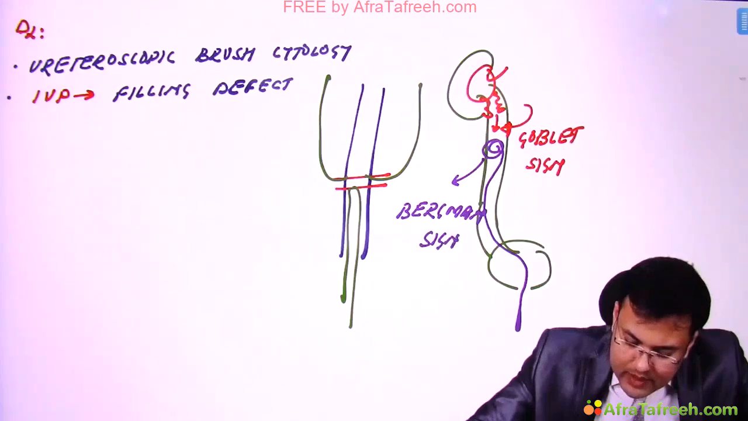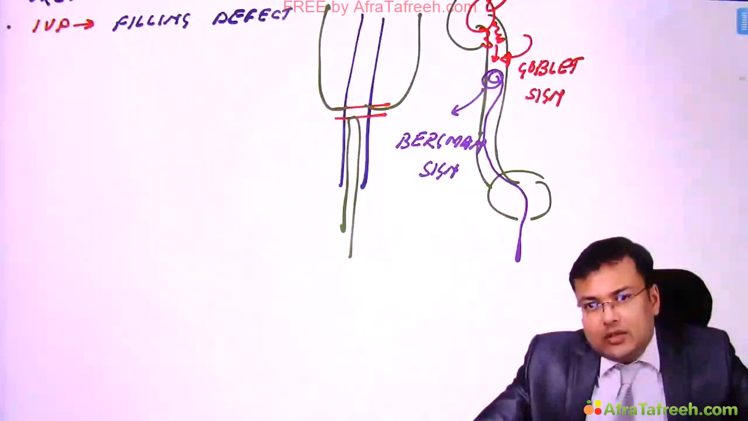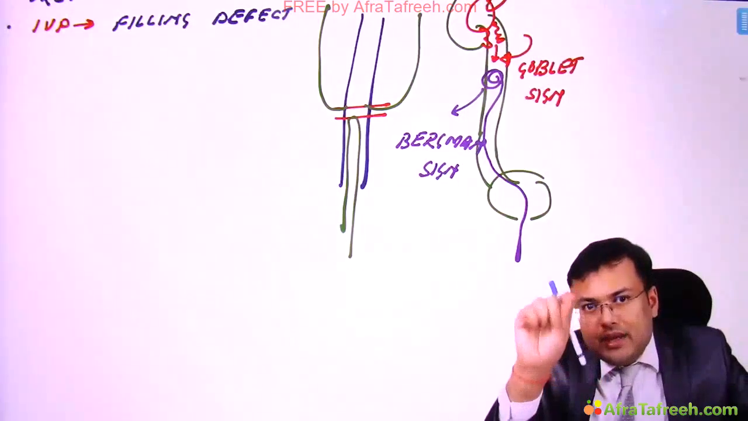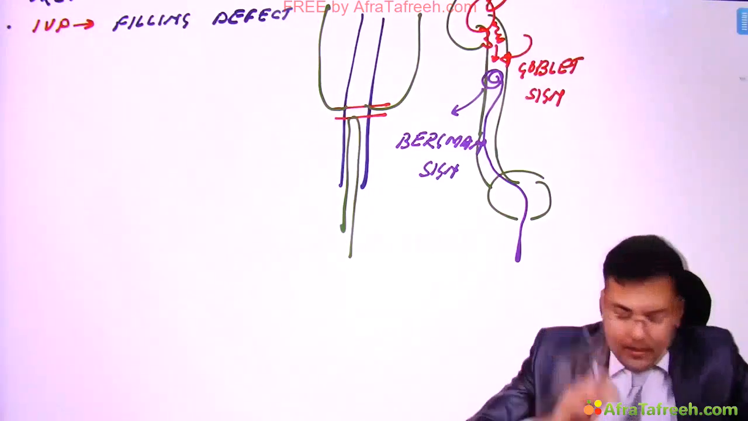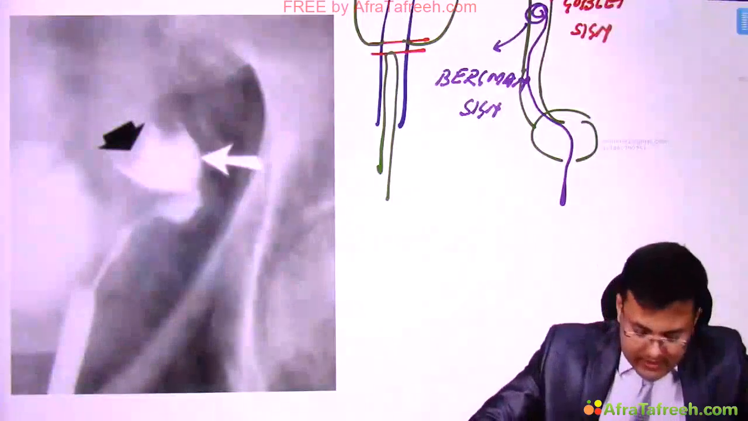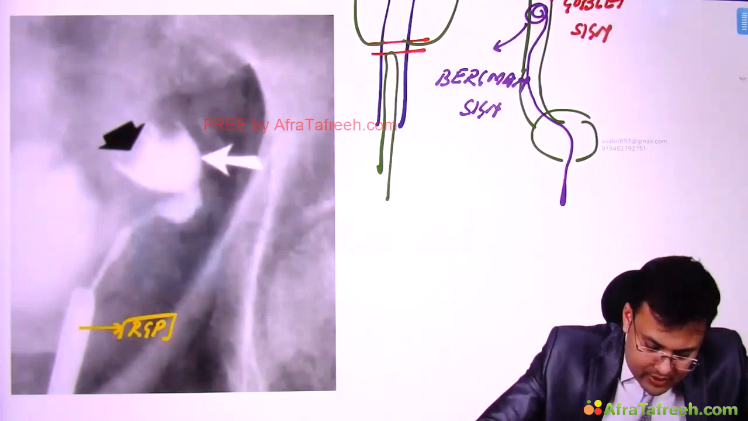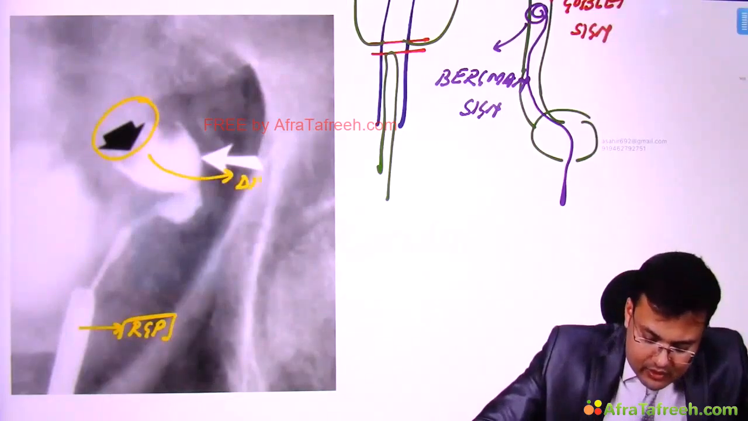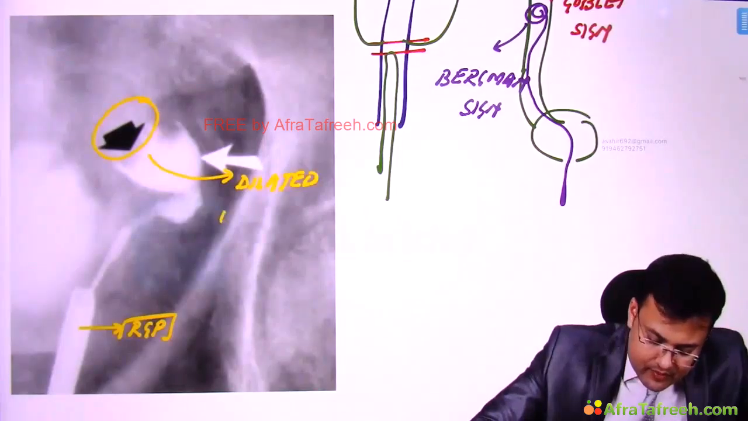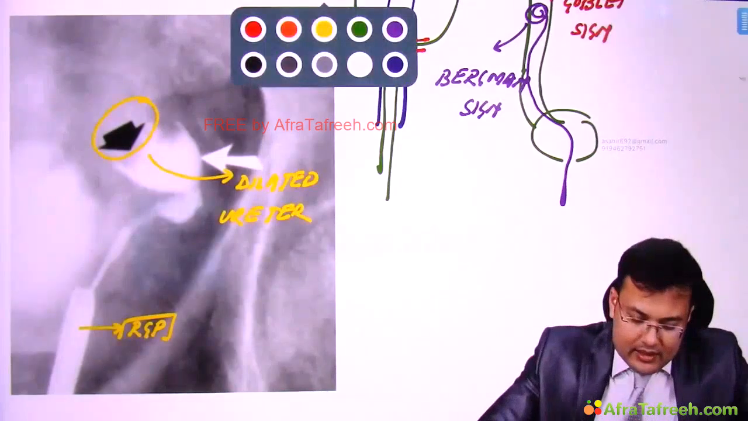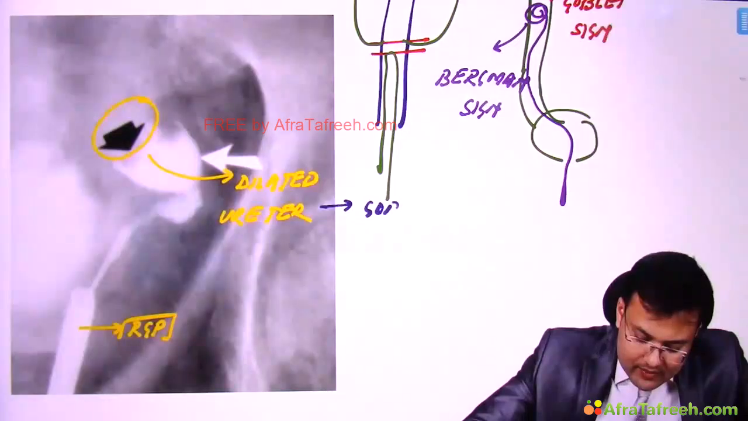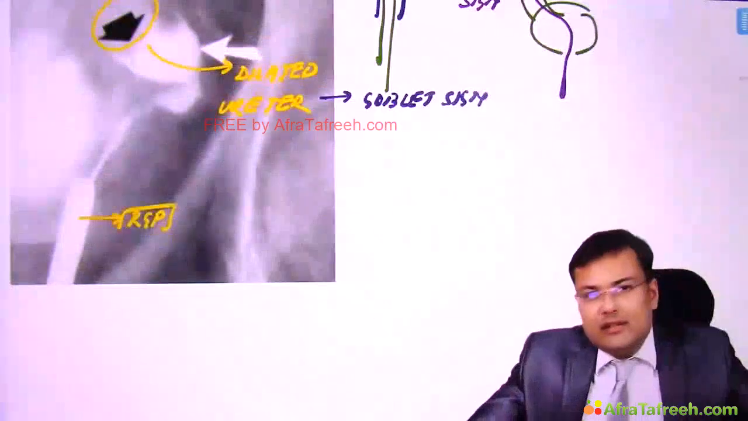Okay. Sometimes an image based question is asked. This goblet sign is seen on RGP, that is retrograde pyelogram. In this image of retrograde pyelogram, what you can see, here is the tumor. This is the obstruction, and this is the part of ureter which is dilated. So there is dilated ureter distal to obstruction. And what is the name of this sign? This is goblet sign. Clear? So these are the indirect evidences of the tumor.